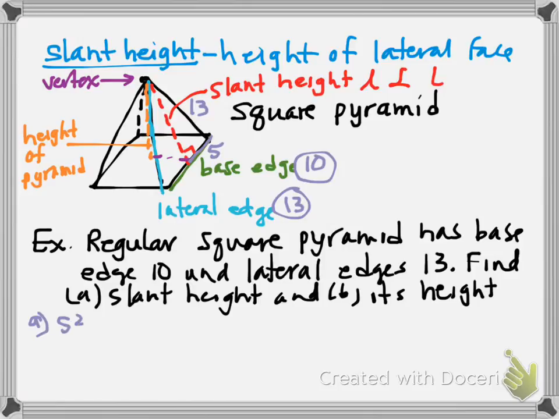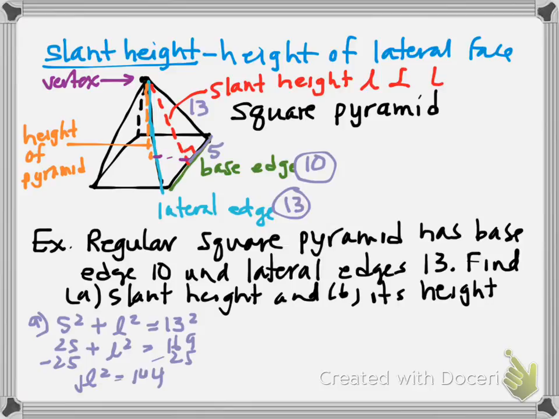So we would do 5 squared plus slant height squared equals 13 squared. If you don't recognize it as a Pythagorean triple, you can solve it. Subtract 25, we get L squared equals 144, take the square root, and the slant height is going to be equal to 12. Okay? Part B.